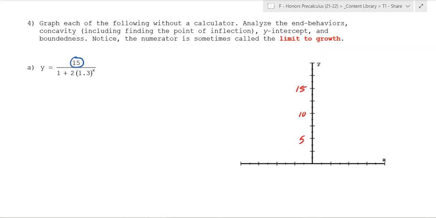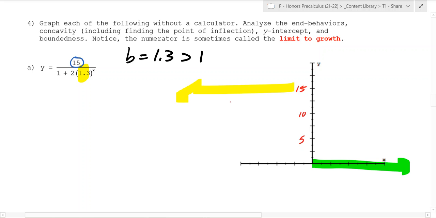And here's the b value. The b value is 1.3, which is greater than 1. So it's going to go to the left up here, and it's going to go to the right over there. And we know just from the b value, it looks like this. So let's find our intercept first, the y-intercept.